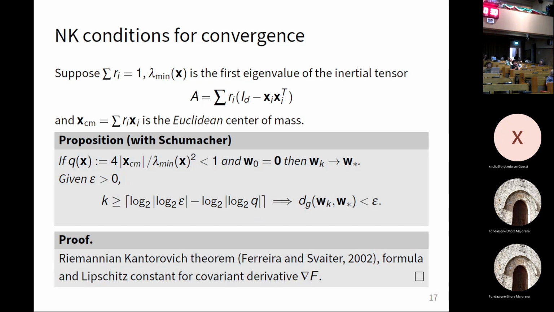So if you have a bound on the lowest moment of inertia, and you have a bound on where the Euclidean center of mass is of your initial configuration, then you can prove that this Riemannian-Newton iteration will converge. And actually, we have an explicit bound on how fast it converges. It reduces the geodesic distance between your guess and the conformal barycenter to within epsilon in log log epsilon minus log log of this Newton-Kantorovich factor Q, that's defined here in terms of the center of mass and the moment of inertia. And so it takes about log log epsilon minus log log Q steps.